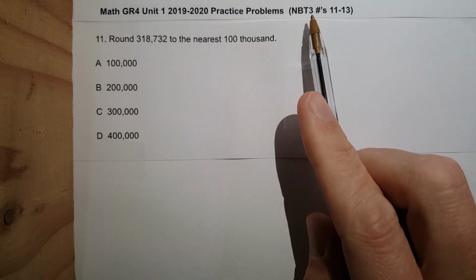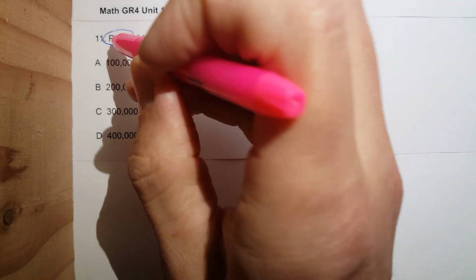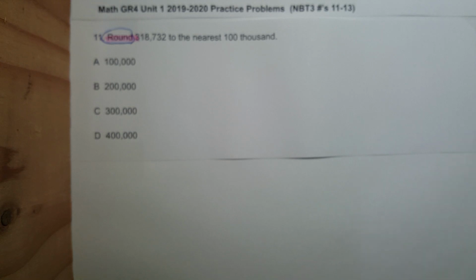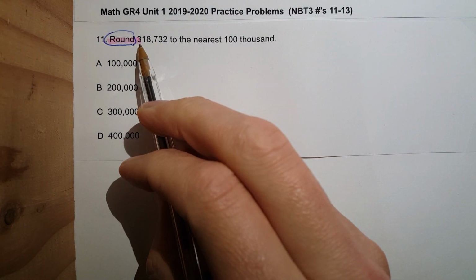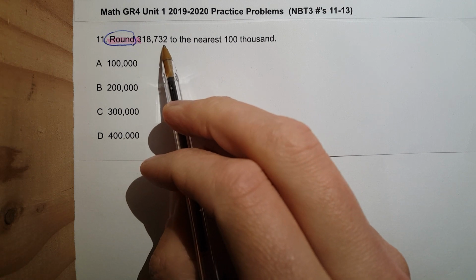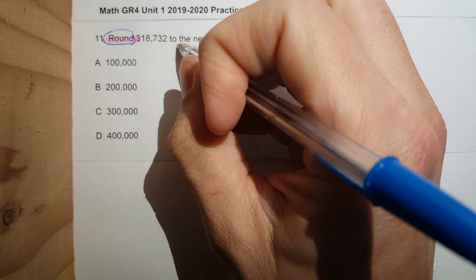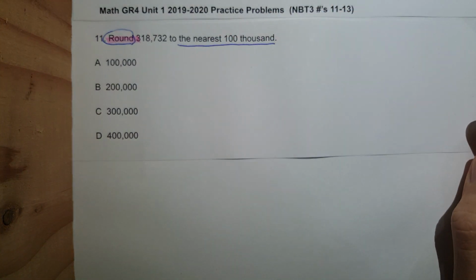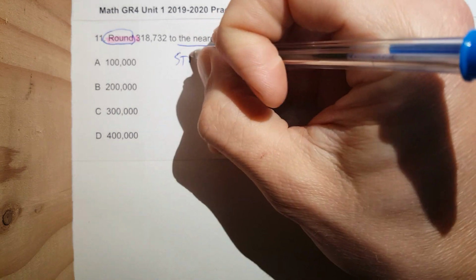Remember, this is a new standard. So we have round, keyword. Round 318,732 to the nearest 100,000. Okay. So, step 1.